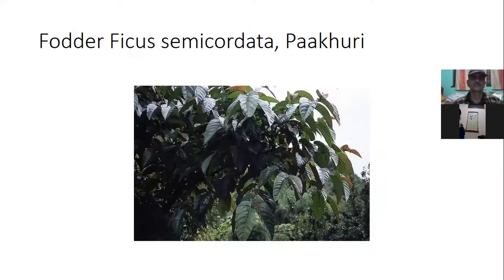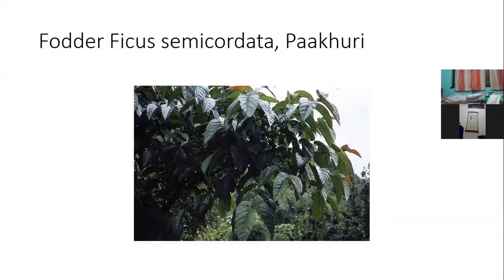This example, we call it pakhuri in Nepali, but there are lots of species. So this pakhuri is called Ficus semicordata, and it's one very popular type of fodder tree whose leaves are used to feed animals. This tree is especially useful because it has a huge amount of high quality leaves in the somewhat dry seasons of March, April, May, before the monsoon, when other foliage is not available on the landscape. And these trees are nutritious for lactating goats and animals, etc. So this is very useful for the farmers and farmers' livestock.